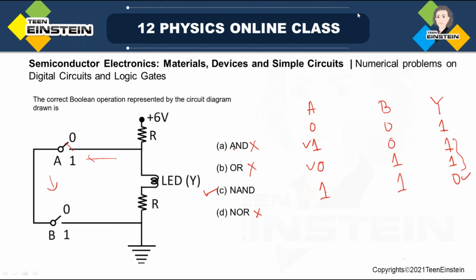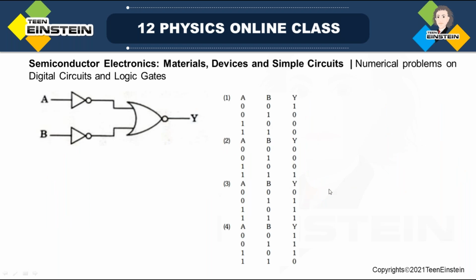Deepa, is it understandable? Are you getting my point? If you can't speak, you can write at least. I hope you are able to hear me. Okay, we are going to the next problem now.